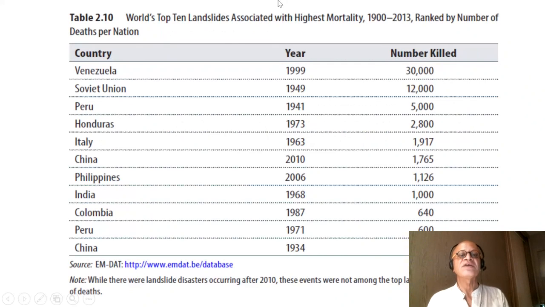Okay, landslides, let me just include that here. World's top 10 landslides associated with highest mortality. Again, 2010 is the last one here in China. We are having one in Japan right now, as I also mentioned. Venezuela, Soviet Union, Peru, Honduras, Italy, China, Philippines, India, Colombia, Peru, China. So you can imagine that these are mostly not the richest of the countries. So there is a relation between amount of rain, landslides, infrastructure, governance, safety of the buildings, and so on and so forth. But you can see that the number of killed here goes from 30,000 down to 500.